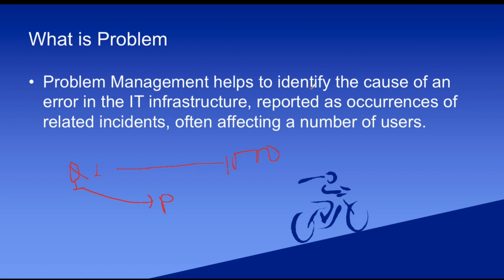Problem management helps to identify the cause of an error in the IT infrastructure, reported as the occurrence of related incidents, often affecting a number of users. So many users are affected, not one user. Let's say your mouse is not working, that's an incident. But if your server crashed and many users got affected, like 100,000 users, that we call the problem.